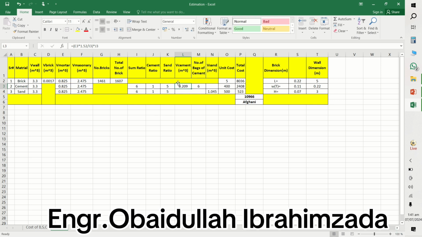And the number of bags of cement, just this multiplied by 1440 and divided by, I think, 50, okay, you can calculate like this, and then unit cost, one bag is 400, total cost will come this much, and like this you have to do also for sand, and the total cost will come to around 11,000 Afghani.